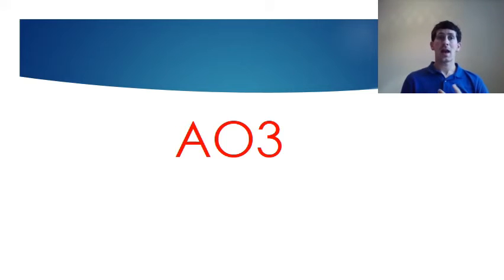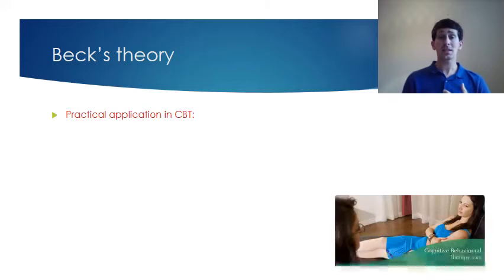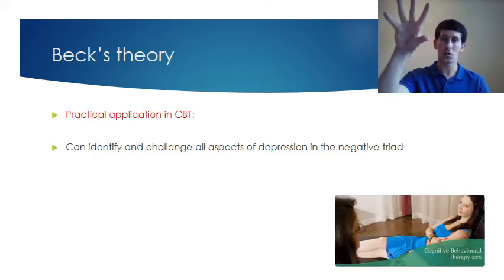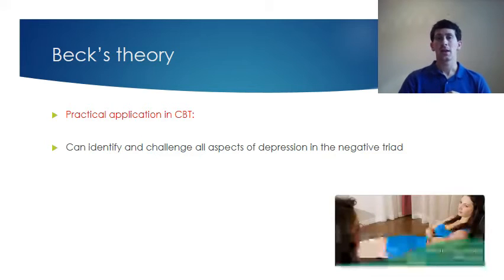We're now going to have a look at the AO3, the evaluation for Beck's theory. And Beck's theory does have practical applications in treatment. The main type of treatment that Beck would use is called CBT. It's cognitive behavioral therapy. And cognitive behavioral therapy is all about challenging people's thought processes and changing faulty thinking. What the negative triad helps with is it gives us an area to start working with someone. It helps us look at the world, the self, the future. It gives a therapist 3 areas to focus on.